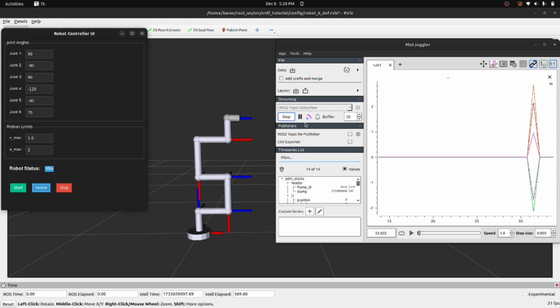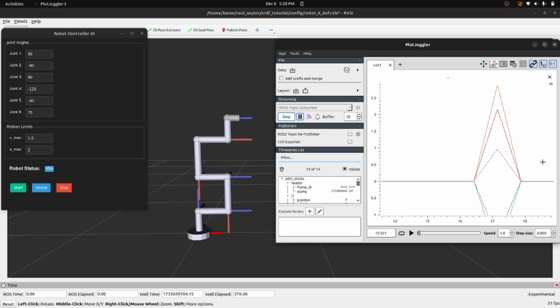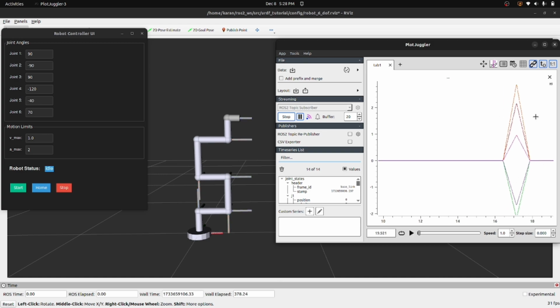Now you can see that the velocity profile is triangular. Why? Because the joint with the maximum distance doesn't have enough time to follow a trapezoidal profile, so it has followed a triangular profile. So there are only two phases: one is the acceleration phase and the other is the deceleration phase. You might be a bit confused about what I'm talking about, so let's go to the mathematics behind this and then we will jump on to the code.